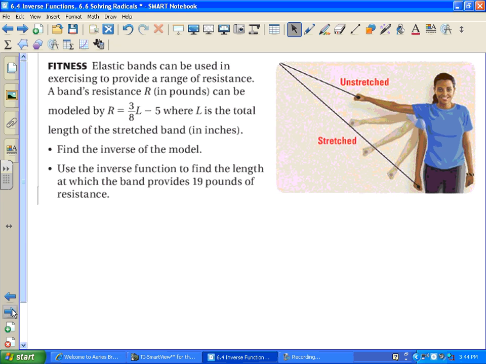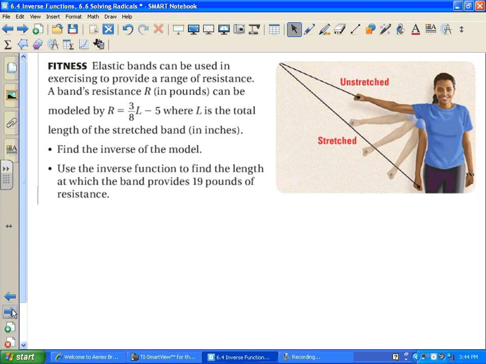Okay, hopefully you got done at that checkpoint. Here's the last problem we're going to do. Fitness. Elastic bands can be used in exercise and provide a range of resistance. This is also out of your textbook, so if you don't want to copy this problem down, you can look in your textbook. The band's resistance R in pounds can be modeled by the equation R equals 3/8 L minus 5, where L is the total length of the stretched band in inches. Find the inverse of the model.